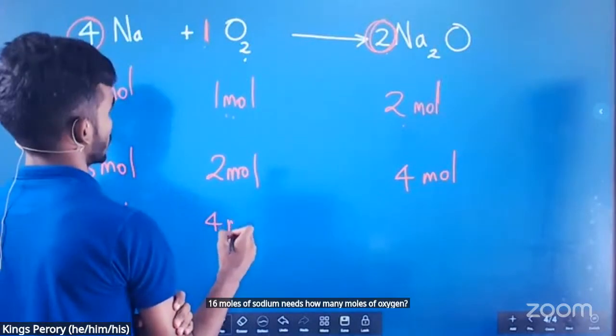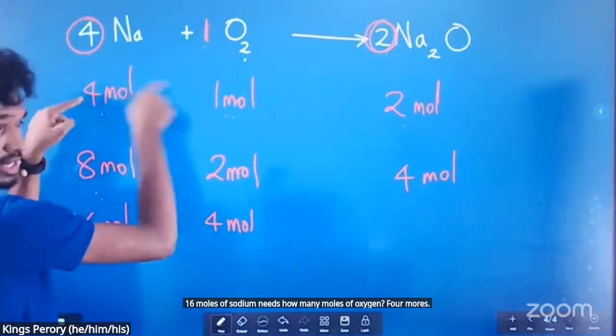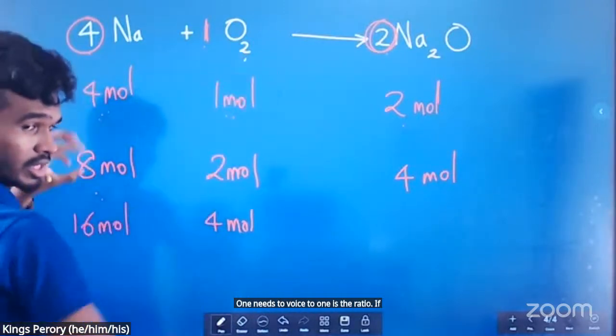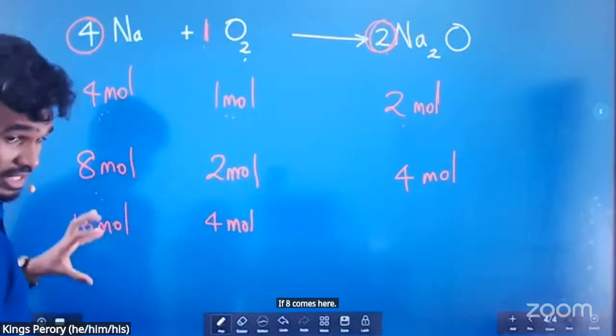4 moles. Sorry, 4:1 is the ratio. If 4 comes here, 1 comes there. If 8 comes here, 2 comes there. Then if 16 comes here, 4 should come.